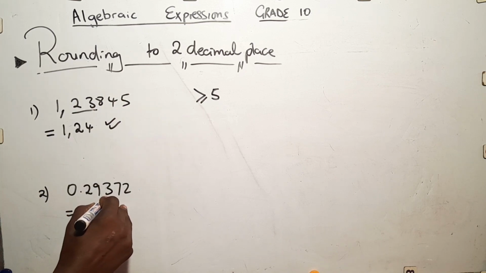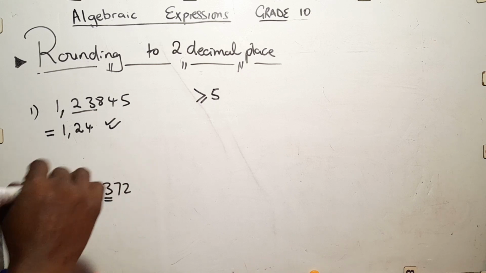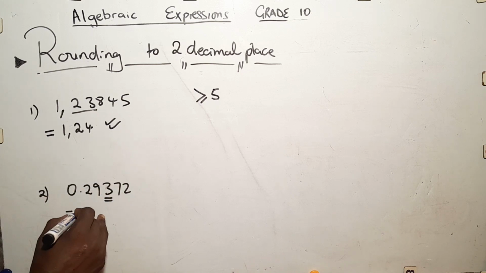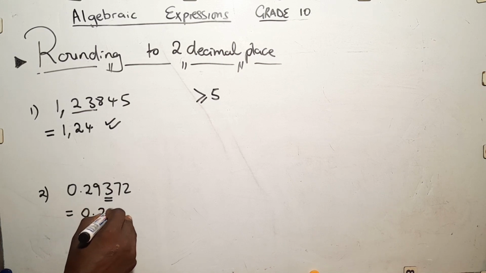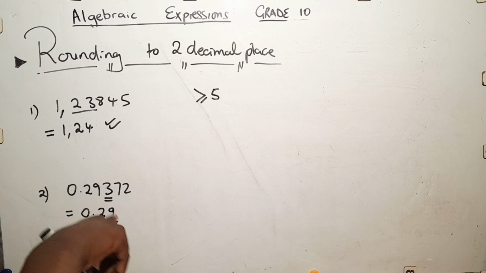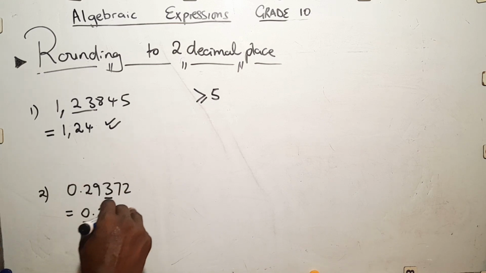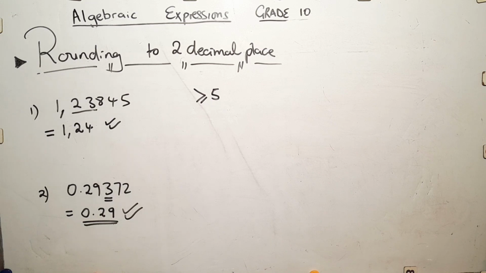So let's apply the same thing here. Let's look at our third value. Our third value is less than 5. So this can never change the next value. So this value will remain the same as 3.29. It won't change. If it is less than 5, this won't change. But if it is 5 or greater, then this will change. So this is rounding off to 2 decimal places.